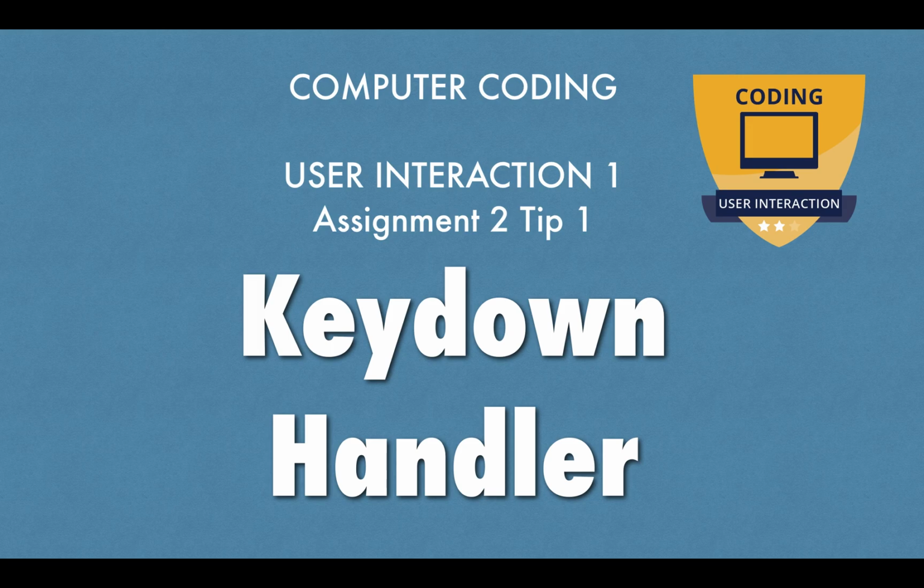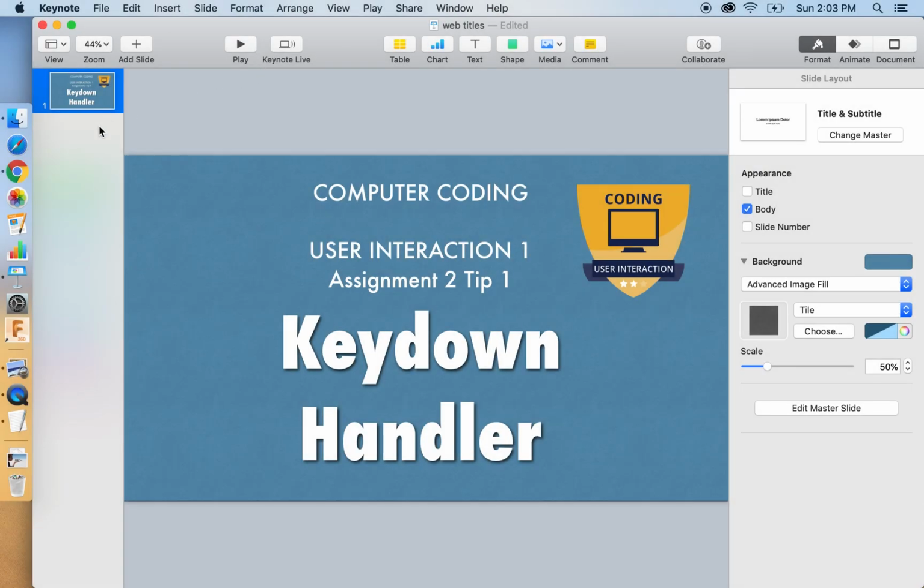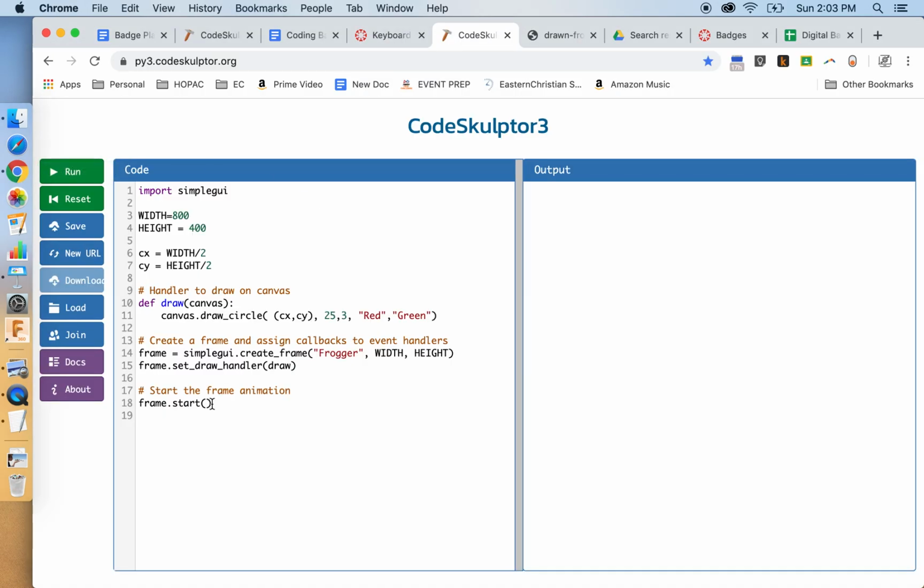Let's take a look at how we actually achieve this Frogger-like movement in our code by creating a key down handler that can do this kind of function. I'm going to start with just some base code. I have my code sculptor set to draw a circle, and I've created my frame and my draw handler.